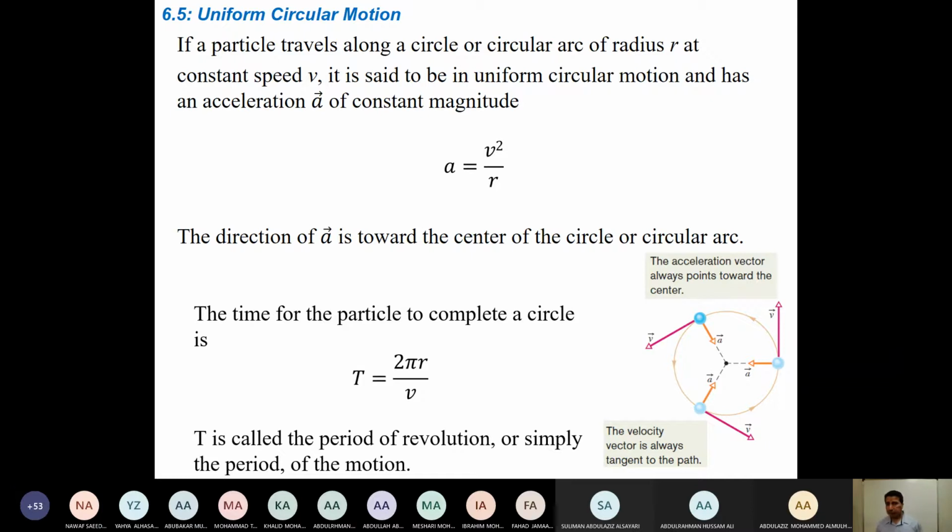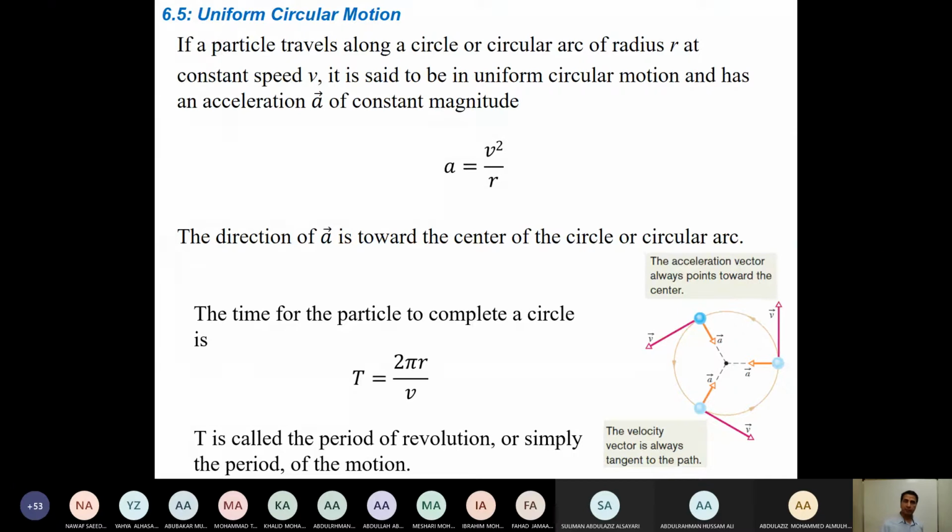Now, we also said that if an object completes one circle, one revolution, going from one point in a circle completely back to the same point again, then it has completed one circle. The distance it has covered is equal to the circumference, which is 2 pi r. When we divide by the speed of the object, we get the time period. So what is time period? Time period is the time needed for the particle to complete one circle, or one revolution. If it can complete one revolution in that time, that time is called the time period.